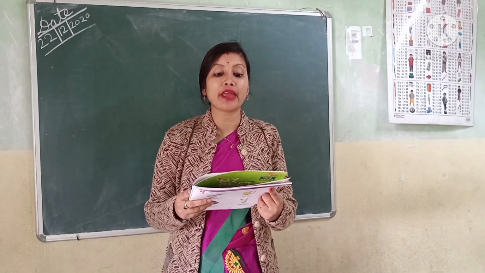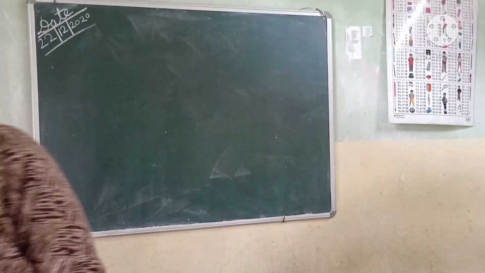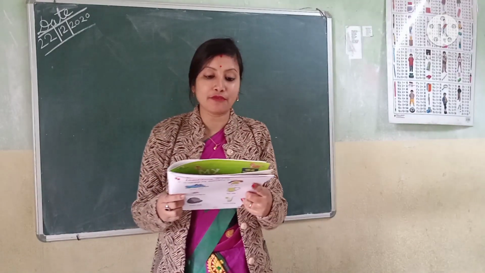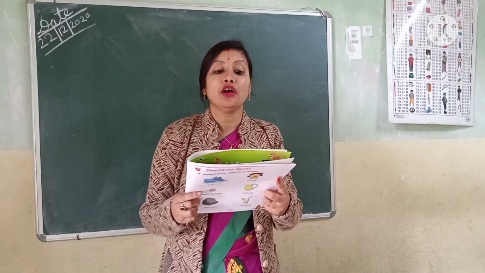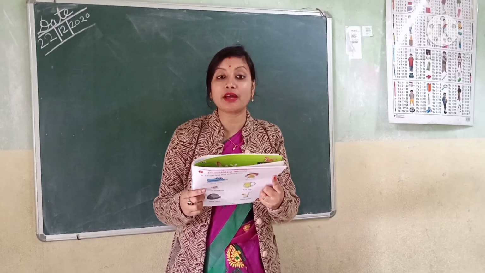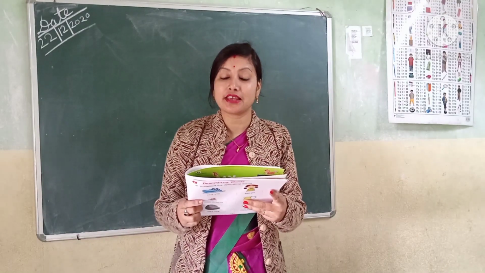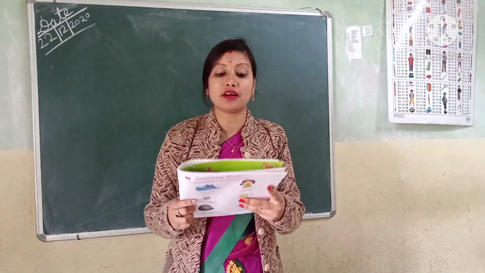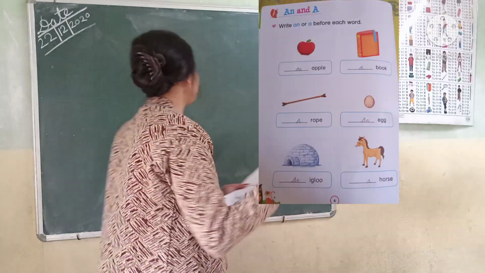Write an or a before each word. In this page here are some pictures and their names are given. So you have to write only an and a. Use an and a before the vowel and consonant words. Okay. First one is apple. A-double-P-L-E is apple. Apple's first letter is A. It means vowel. So right before apple, write N.